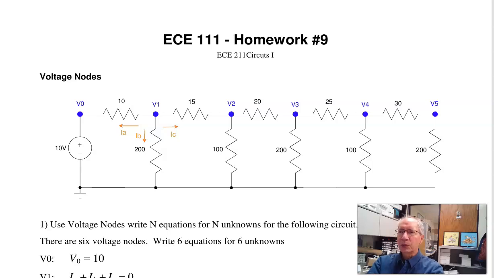Here are solutions to homework set number 9 for ECE 111, Introduction to ECE. This homework set looks at using Matlab to solve problems that you'll encounter when you take Circuits 1. Specifically, we're going to look at voltage nodes and current loops.